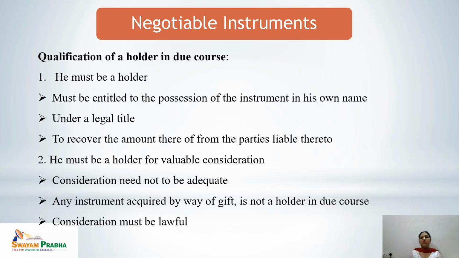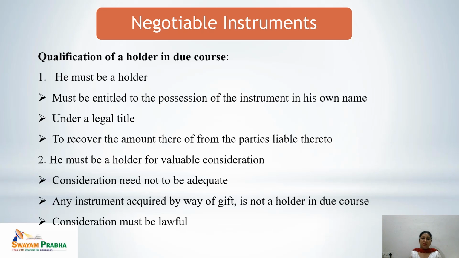Next is, he must be a holder for valuable consideration. So the holder in due course must be the holder for valuable consideration. That means consideration need not be adequate. It is required that consideration must be there, but consideration need not be adequate. Let's say an example, right?